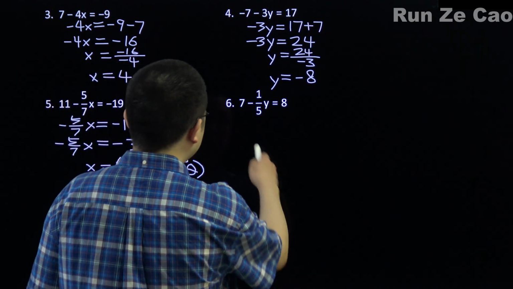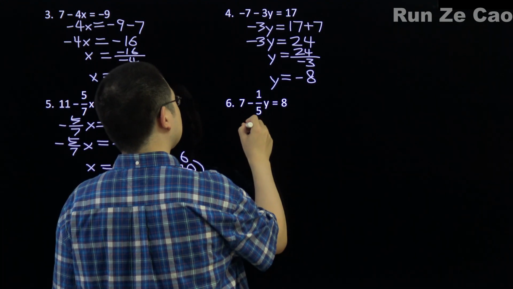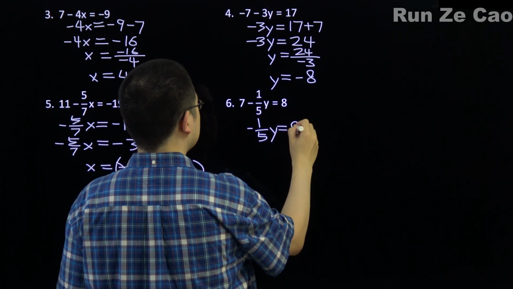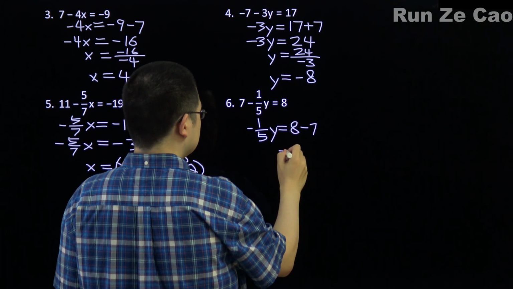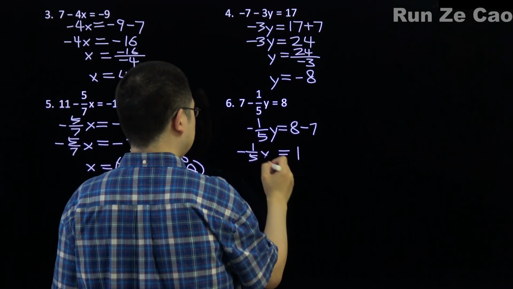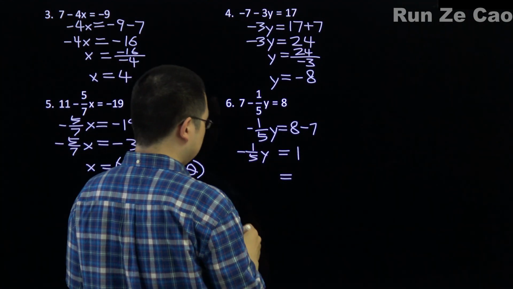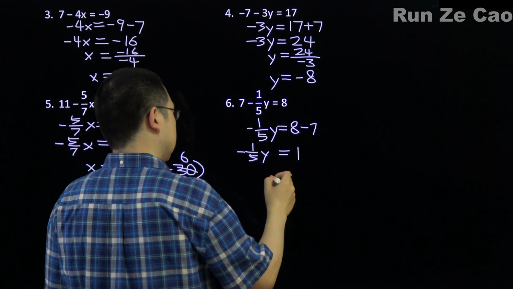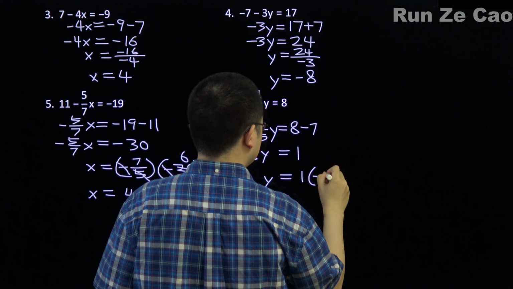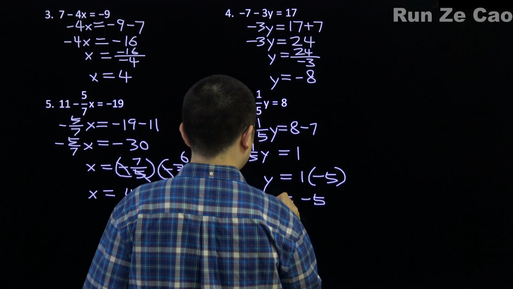All right, 7 minus 1/5 y is equal to 8. That means negative 1/5 y is equal to 8 minus 7, which is equal to 1. Negative 1/5 y. And if you multiply both sides by negative 5, on this side it cancels. So y is equal to 1 times negative 5, which means negative 5.